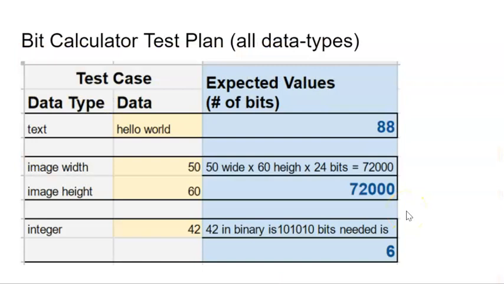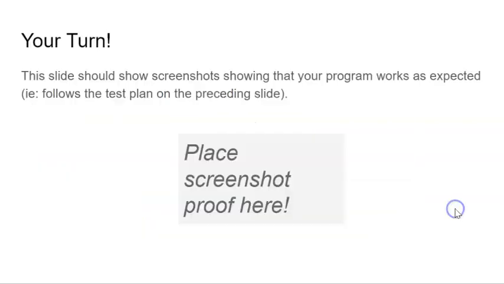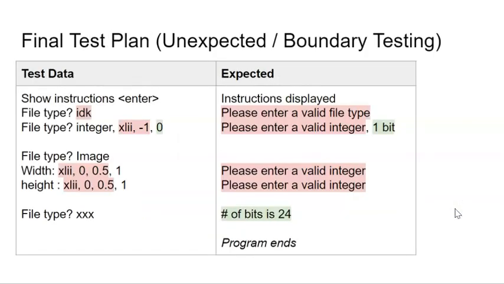We then have a way to check that our program correctly calculates the number of bits that we need for each data type. We have a final test plan that shows that the program works and that it loops. And then we have a second part of our final test plan, which allows us to check that we have called all of our functions correctly.